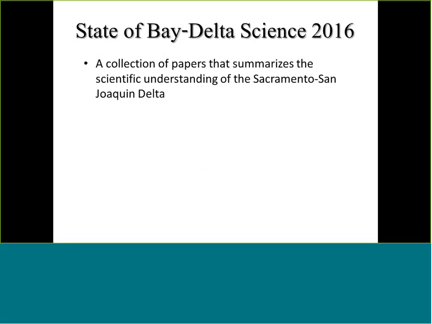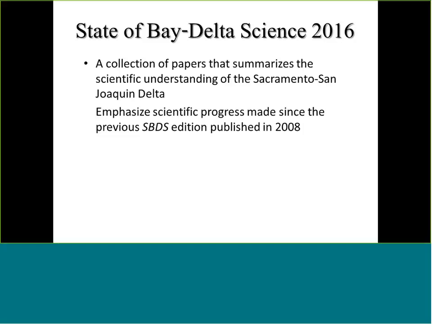I also want to commend and thank Mike publicly for all that he has done on State of Bay Delta Science, both the 2008 publication and now again in 2016. This is a collection of papers that summarize scientific understanding of the Sacramento-San Joaquin Delta. The first 5 papers came out in June. I believe 3 more papers come out in September, including Mike's paper on hydrology and climatology. And then there will be 6 or so papers coming out, I believe, in December. So this is the rollout process.